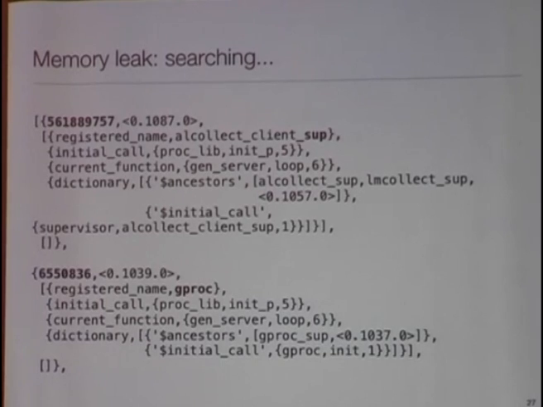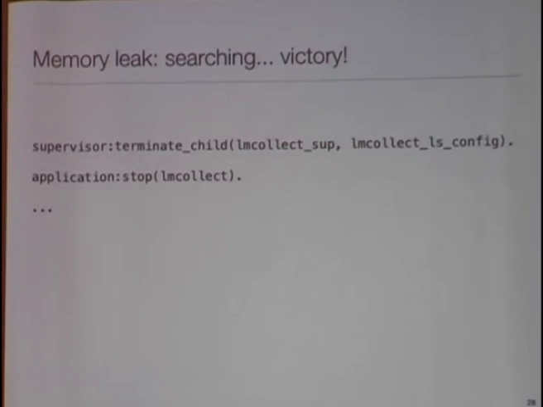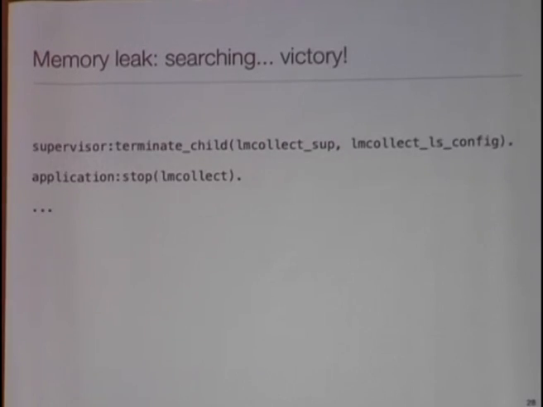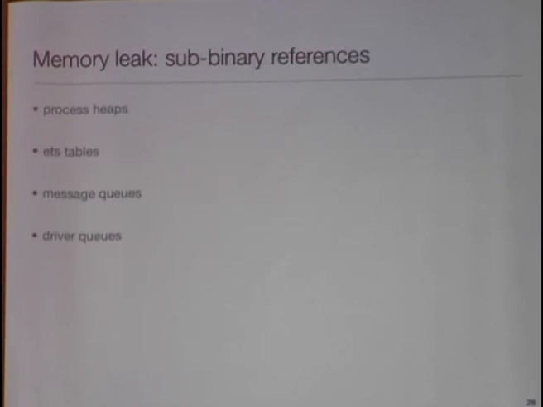So you keep thinking about that and then start killing parts of your supervisor tree, because after you killed this, it didn't help. The memory usage went down, but it's still higher than it was before the test. Then you start killing parts of your supervision tree, like parts of your application, and finally, you win. So all the memory goes back to where it was. And it turns out the problem was related to sub-binaries.